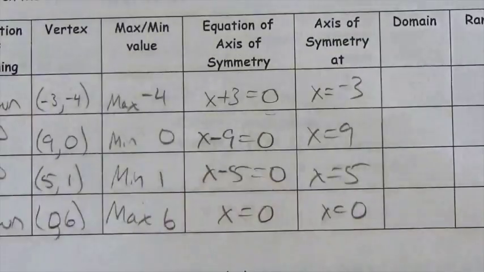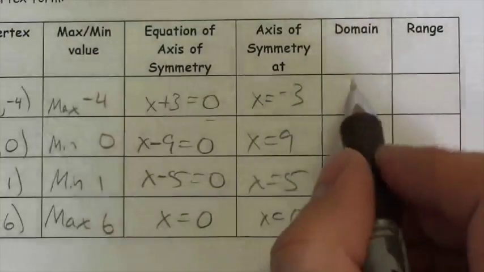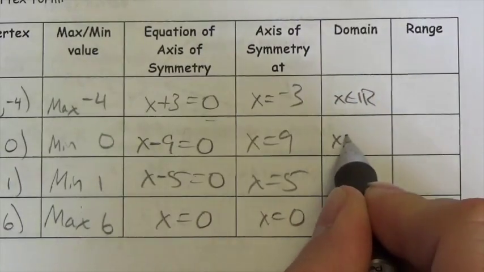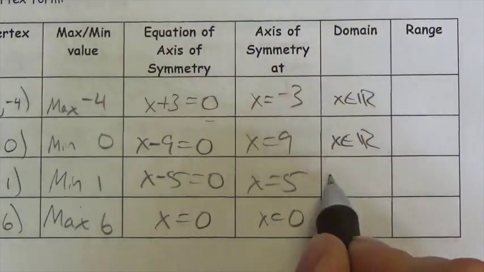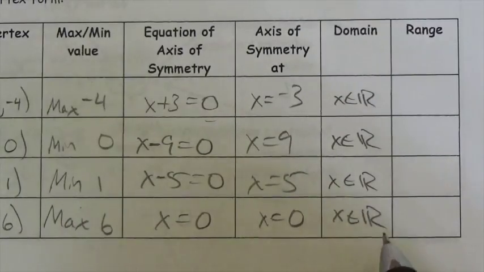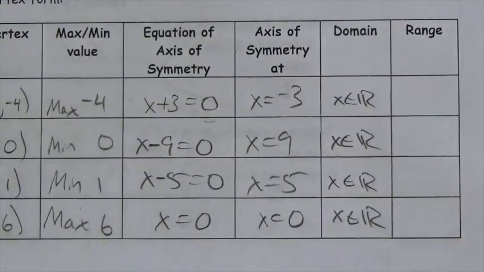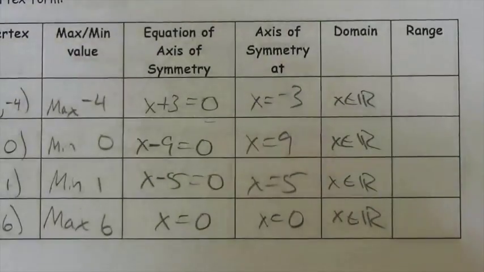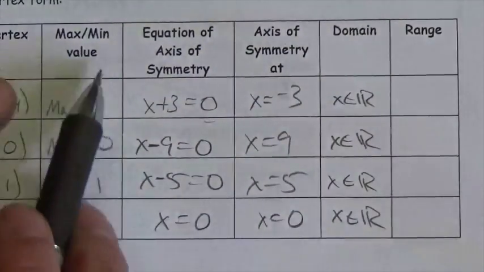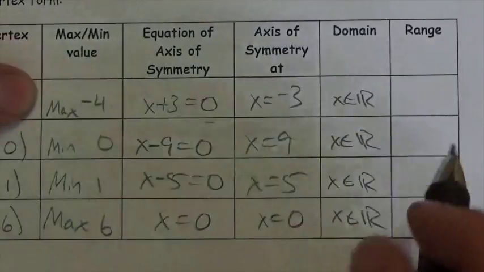Either way, anyway. Domain and range. Okay, well, domain is going to be pretty straightforward. For every parabola that we've looked at, it was x is an element of the reals. Okay, and until we start looking at word problems, that's fair. They're all going to be x is an element of the reals. My range is actually going to be related to what we did over here, the max min value.